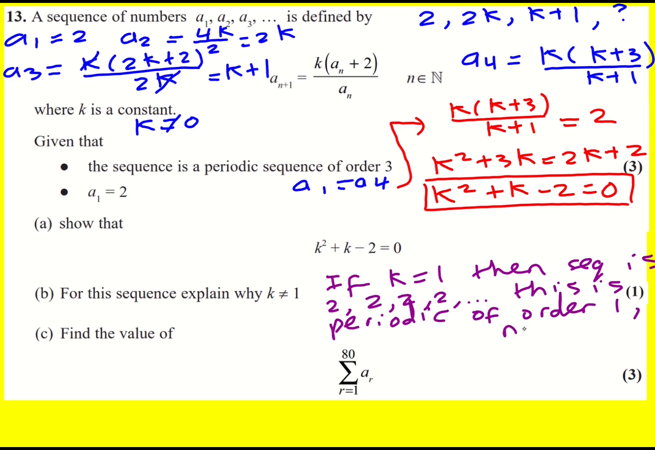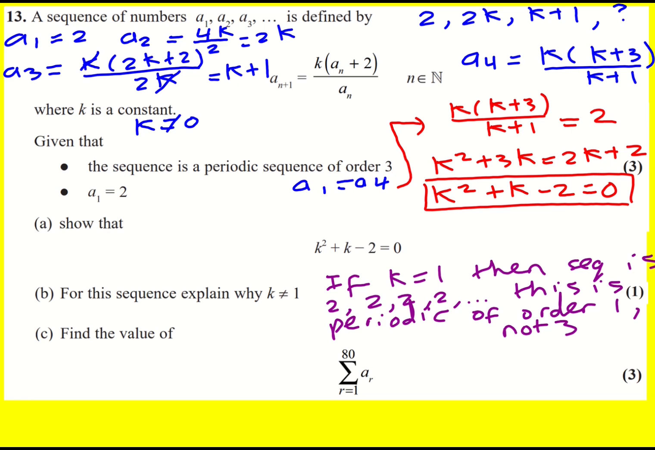Not 3. So although it satisfies the equation A1 equals A4, that doesn't necessarily mean it's periodic of order 3. It's kind of like a necessary condition, but not sufficient, actually. And that's all we need to say. We just need to explain, although it solves the quadratic, it's not the sequence we're interested in because it has to repeat every 3 rather than every 1.